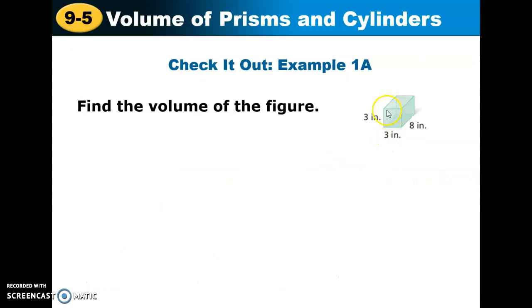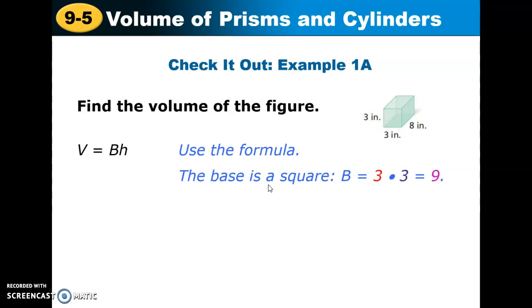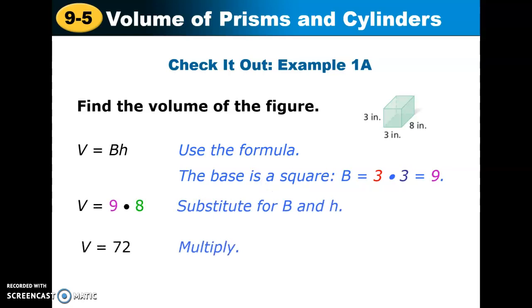Okay, next. This is just like our first example. This looks like a little cute half stick of butter there. We have a square base of 3 by 3, and then we have a height of 8. So you're literally taking these three numbers and multiplying them together. 3 times 3 is 9. That's going to give us the base formula for the square. And then 9 times 8 gives us 72. So our volume is 72 inches cubed.